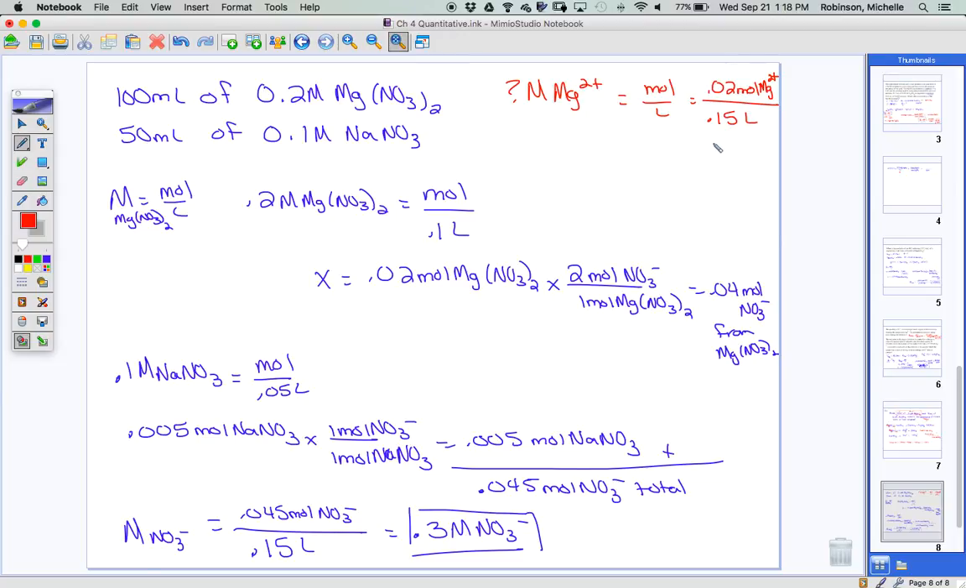Okay, so I kind of expect you to be able to find the molarities of any ion in solution. The hard part is finding the molarities of the ions in solution after a reaction, because then it becomes a limiting reagent problem, and yeah, then it becomes really hard.